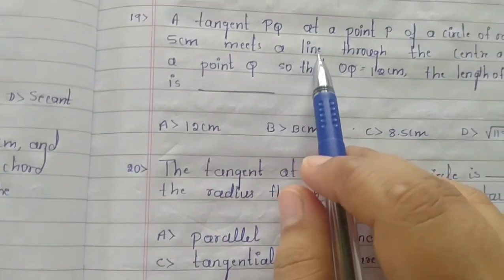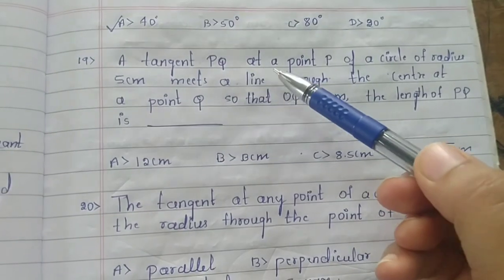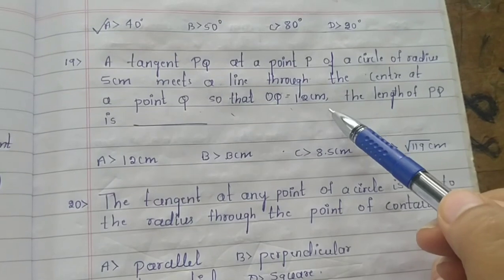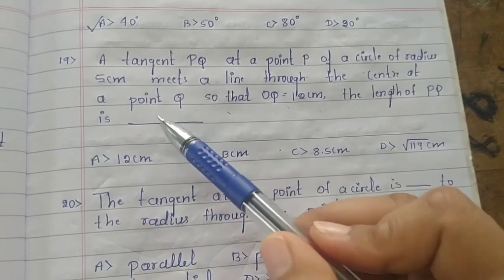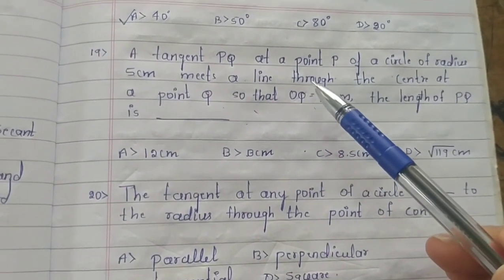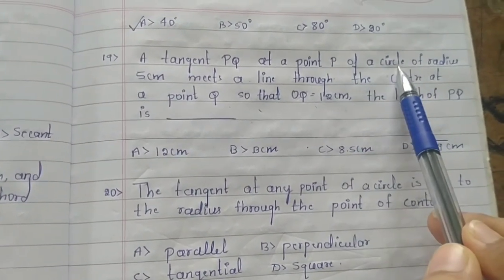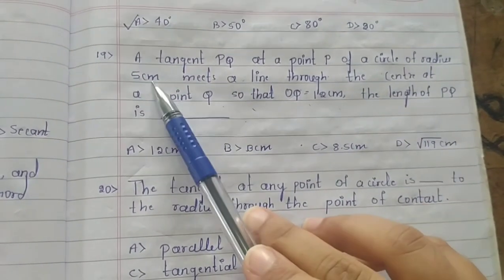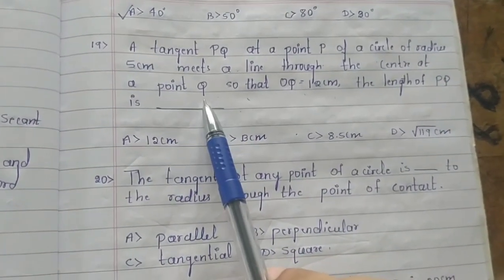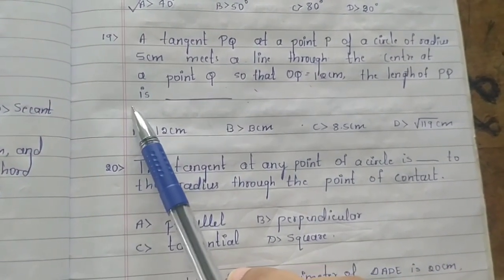Okay, so now we'll see the next question. A tangent PQ at a point P of a circle of radius 5 cm meets a line through the center at a point Q, so that OQ is equal to 12 cm. The length of PQ is dash. Here they have given the tangent PQ at a point P of a circle of radius 5 cm meets a line through the center at a point Q. OQ value is 12 cm. Then what is the length of PQ?